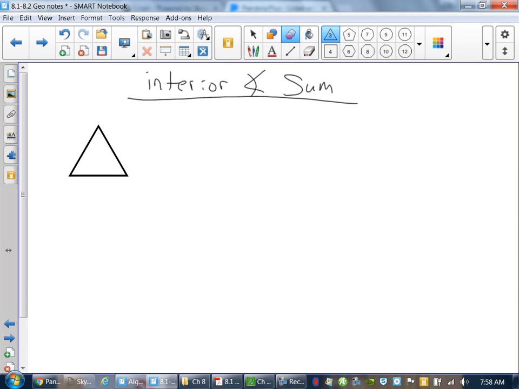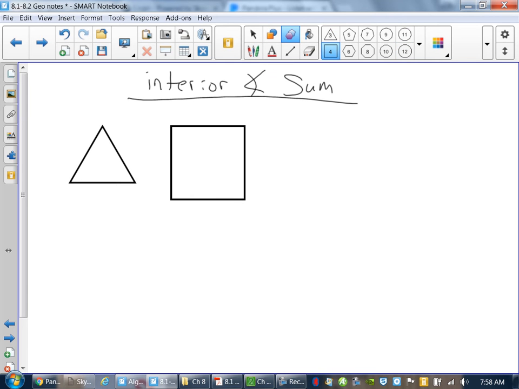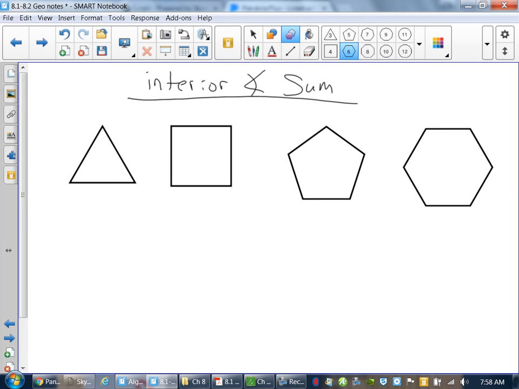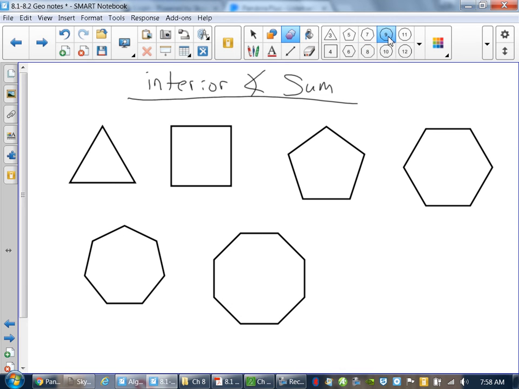There's a lot of names. No, you don't have to draw. I'm trying to see if you guys can figure this out.